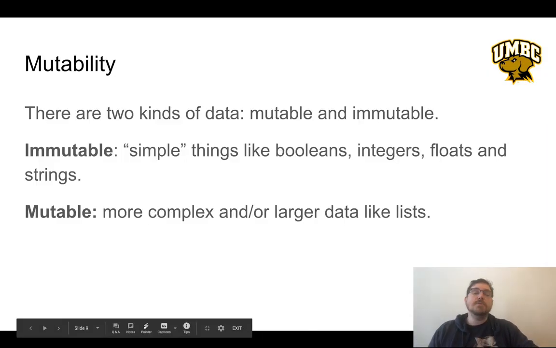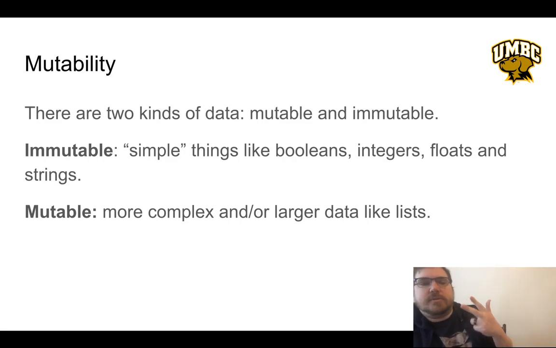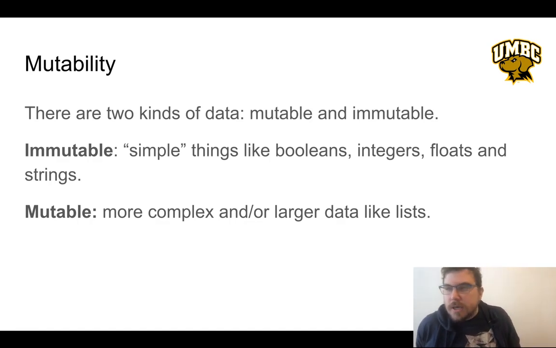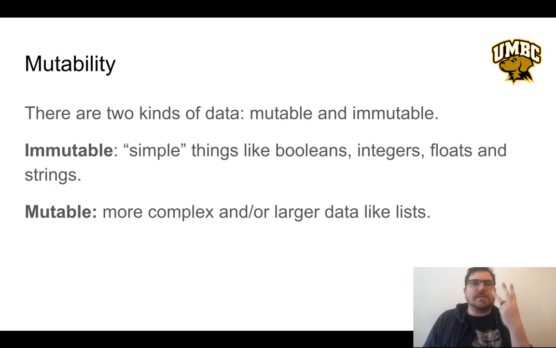Things that are immutable are simple things. They're usually considered single values, right? So booleans, integers, floats, and strings are all immutable. Mutable means changeable. And what that means in Python is that those things can't be changed. 3 is always 3. You can put a different value like 4 into a variable, but you're never going to change the fact that 3 is 3. Strings also work the same way. Some of you may have tried to modify a single character in a string, and it'll give you something like strings are not mutable, or strings are immutable.